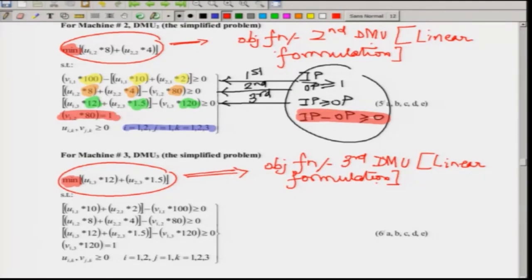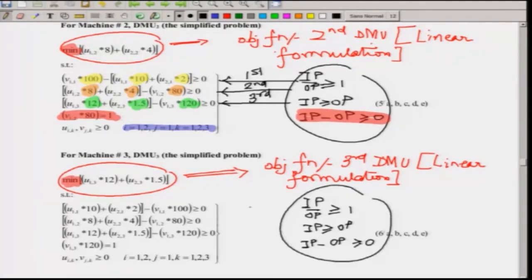And if I consider again the same scheme, input by output being greater than 1, input greater than output, input minus output is greater than 0. So, these three have been done using the corresponding concepts. So, this is for the first, this is for the second, this is for the third.